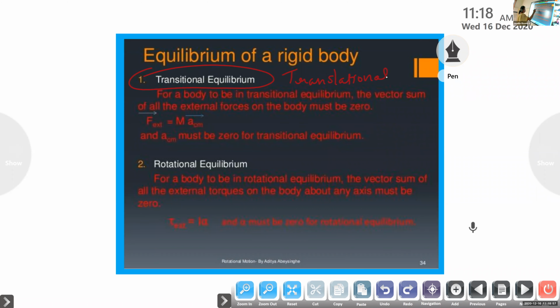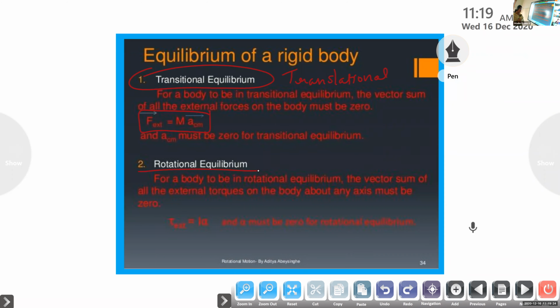So what is this equation? Total external force F is equal to mass into acceleration of the center of mass of the system, that is M a_cm. That is Newton's second law we are using. So that is translational equilibrium. All the external forces should balance.